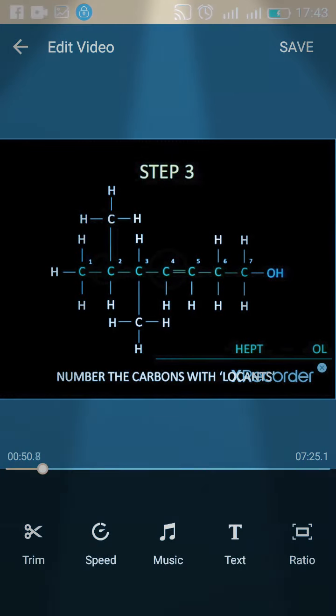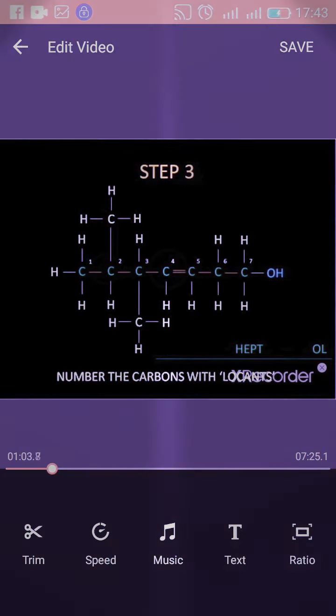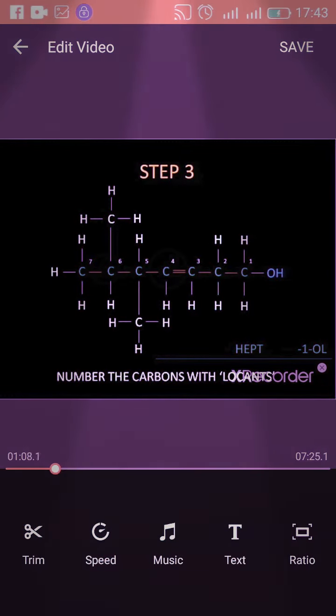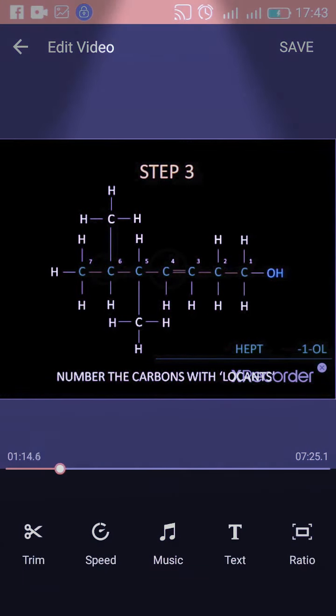Step number 3 is to number the carbons with locants. You number the carbons 1, 2, 3, 4, 5, 6, 7, which you call hept. After numbering the carbons, it helps you to identify the locants or the attached groups of the compound. For example, you see that the functional group is found on carbon number 1.